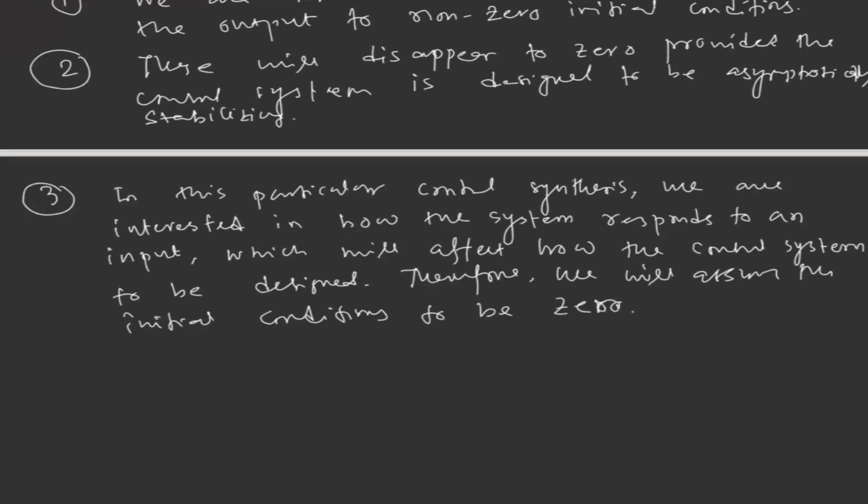The other reason we also discussed in the previous lecture is that we will be dealing with a causal system, which means if the time is less than zero, then the initial condition is assumed to be zero. So this thing we have already discussed extensively.